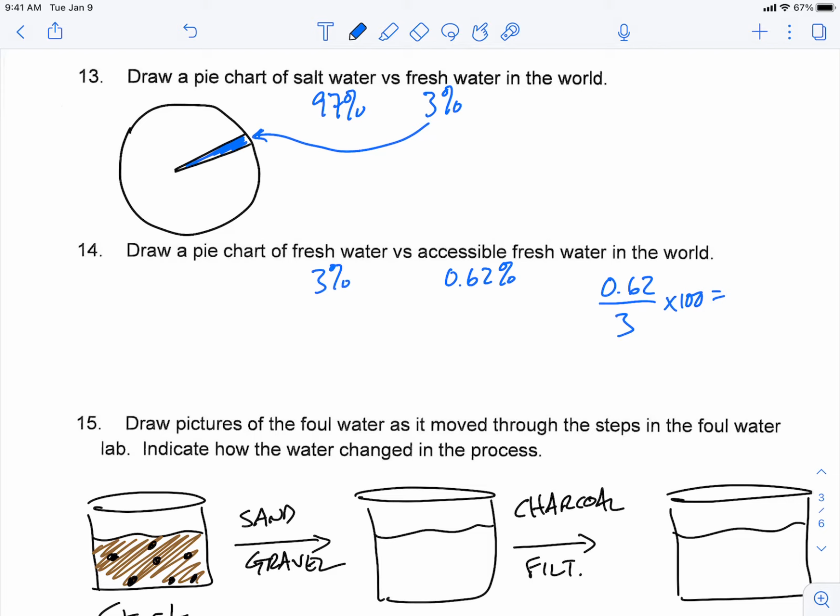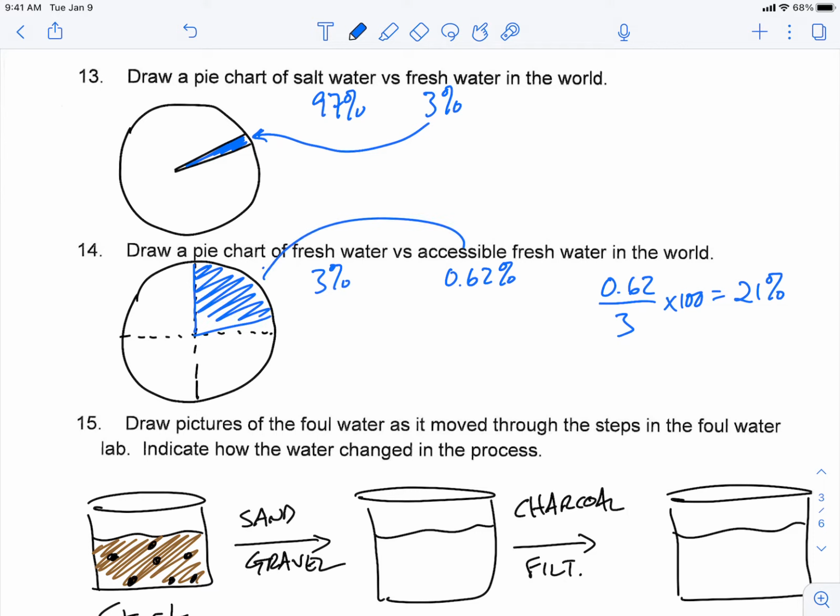0.62 divided by around 3, it's somewhere around 21%, something like that. So around there. So graphically, just to give us a little different perspective, if I were to divide my pie chart into 4 equal parts, each part would be 25%. So 21% would be most of one of them, something like this. And so this would be the area that is fresh and accessible of that water.